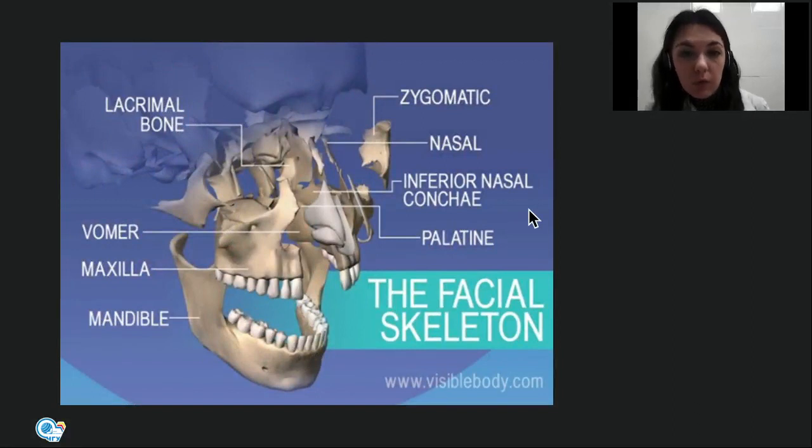Okay. So bones of the facial skull, what can we say here? They are small, we said. They are fragile, they are very thin. They are the mandible, maxilla, vomer, palatine bones, inferior nasal concha, nasal bone, zygomatic bone, and lacrimal bone. So these are the bones of the facial skull.